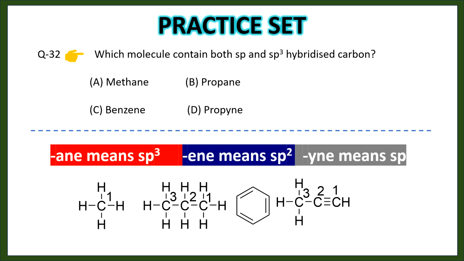Now question number 32. Which molecule contains both sp and sp3 hybridized carbon? Methane, propane, benzene and propyne are given. ane means saturated hydrocarbon, sp3; ene means sp2, and yne means it is sp hybridized. Now draw these molecules. Methane has all single bonds, propane all single bonds, a saturated hydrocarbon, benzene all are sp2 hybridized, and propyne, in this case we can draw it and see two carbon atoms are sp and another is sp3, the third one. So here the correct option is propyne.